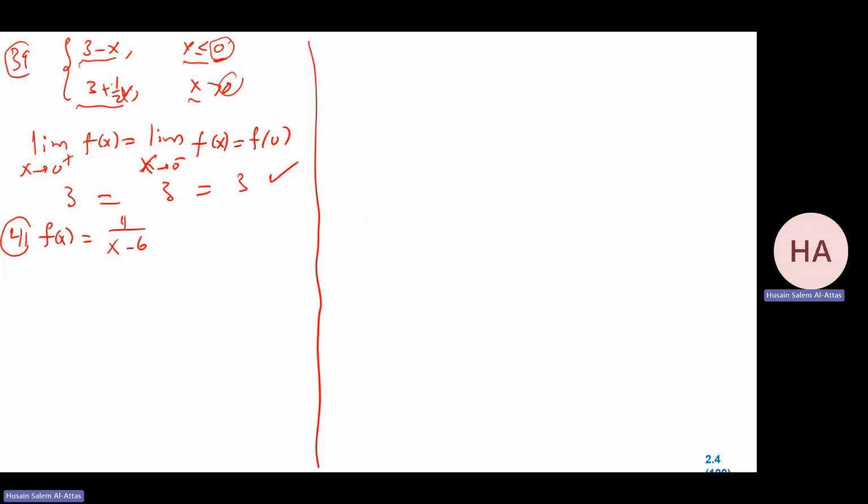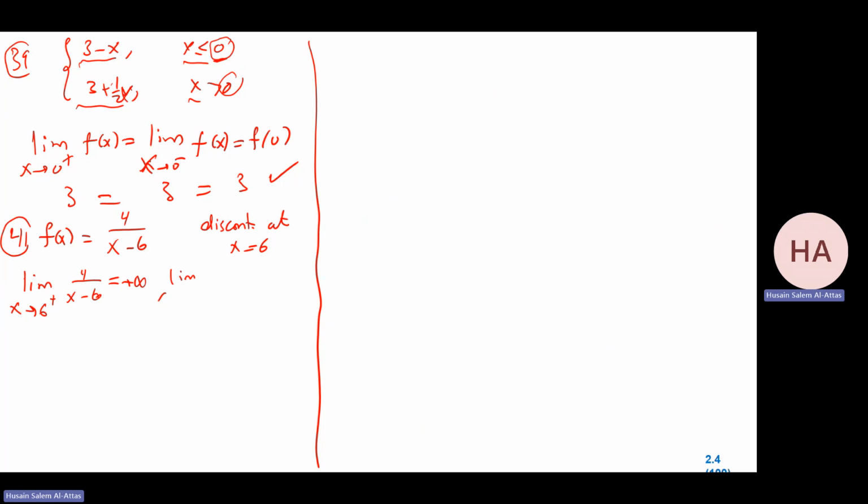over x minus 6. For sure, I have a discontinuity at x equals 6, where the function is not defined. So if we check the limit, whether it is removable or not depends on whether the limit exists or does not exist. As x goes to 6 from the right, I'm getting infinity, so it's plus infinity.